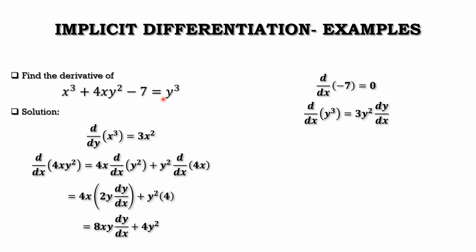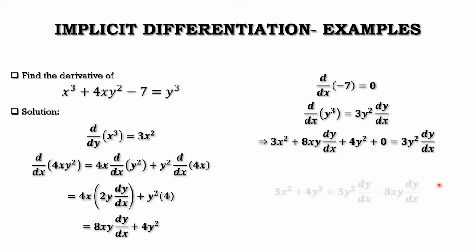We also move to the last term, which is y cubed, and we differentiate y cubed with respect to x, and our result will be 3y squared dy over dx. So here we put all the results together, then group the dy over dx at one side. So we have the 3x squared here, the 8xy dy/dx plus 4y squared being substituted as the derivative for xy squared, then the 0 as the derivative for the minus 7, then the last term y to the power 3 will be 3y squared dy/dx.